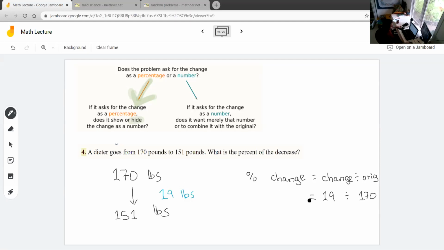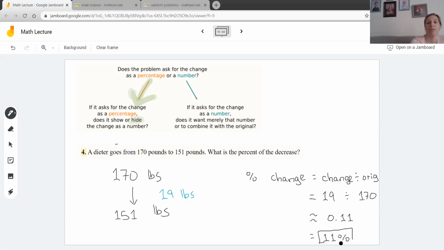So about 0.11, which will be 11%. So we would round this answer then? Yeah. Remember our general rules for rounding.